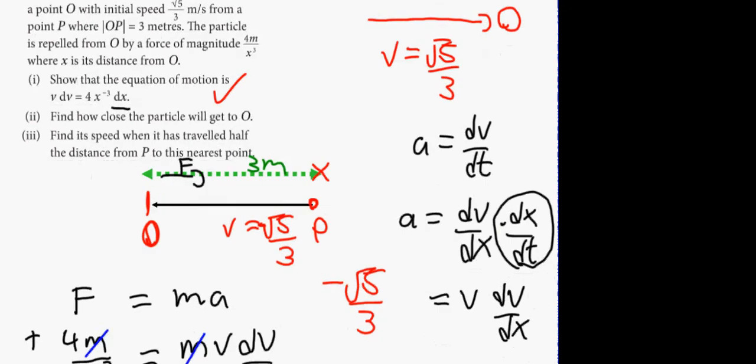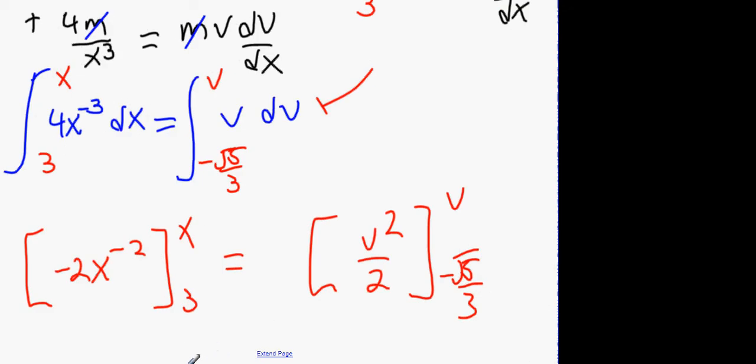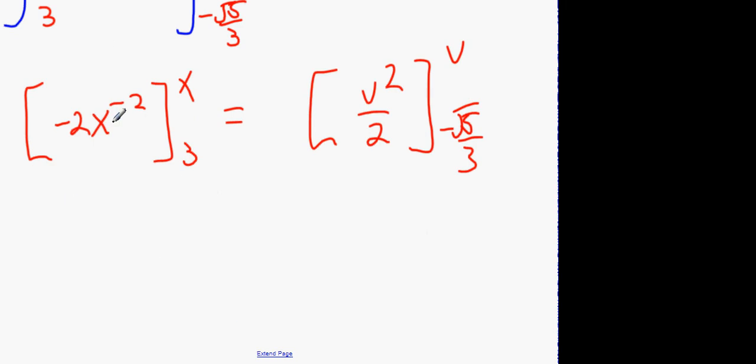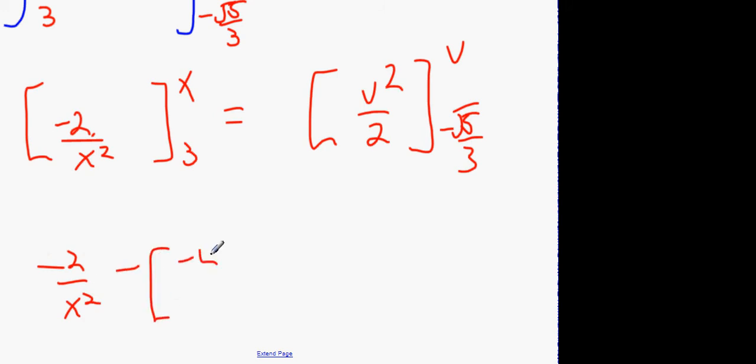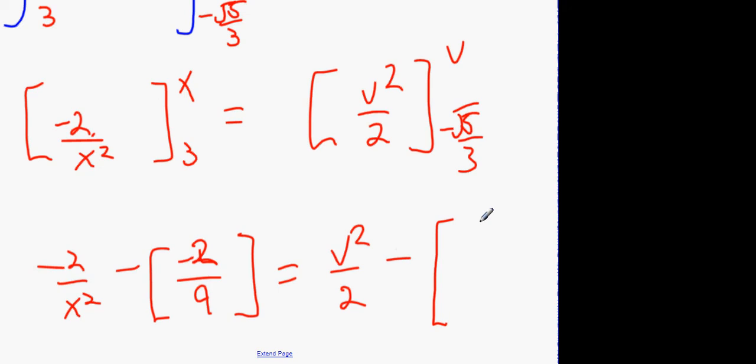I'm just going to continue to do what I've done the last 2 exercises. So I'm going to get this here. It's the same thing as minus 2 over x squared, and I'll change it like that. So it's going to be minus 2 over x squared minus 2 over 9 equals phi squared over 2. Now, if I square that, I'm going to get 5 over 9, isn't it? Plus 5 over 9. So it's minus 5 over 9 divided by 2, which is actually 5 over 18.